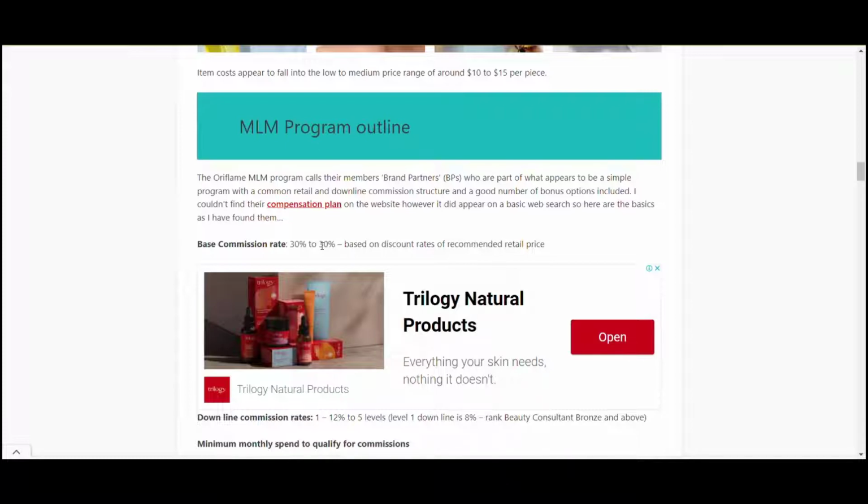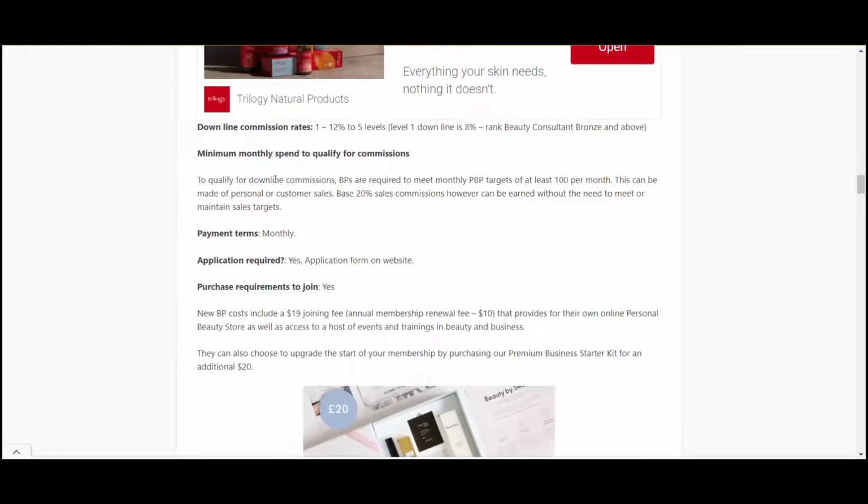You do not need to have a downline. You do not need to meet any targets to get those base commission rates. The rest of it there, though, for downline commission rates, is 1 to 12% to 5 levels. Those of you who are looking at the unilevel information for the downlines, we'll go through all that in a second. And if you want to reach those downline commissions, you need at least 100 PBP or personal business points. From what I can tell, they're around 93 to 95% of the base commission rate.